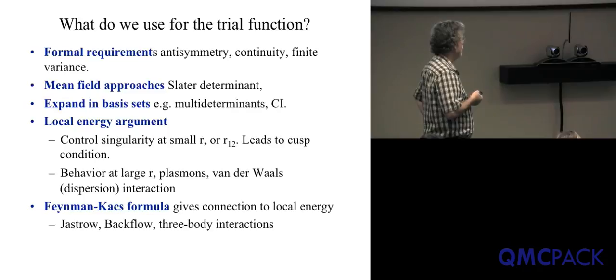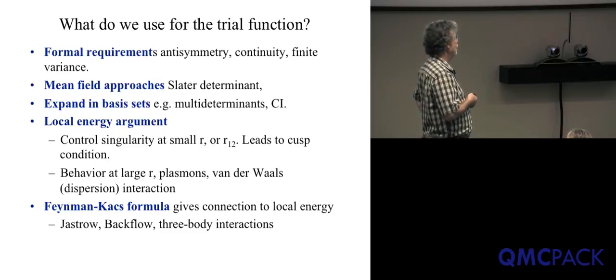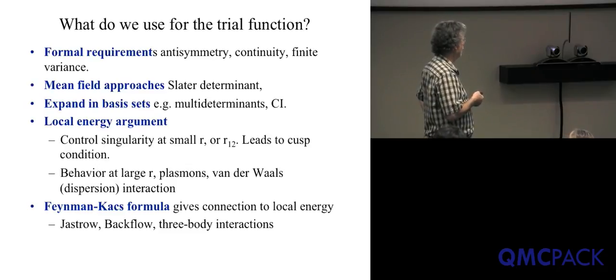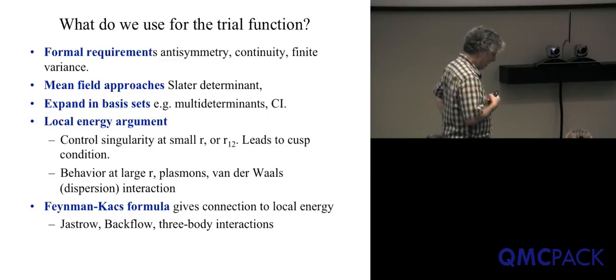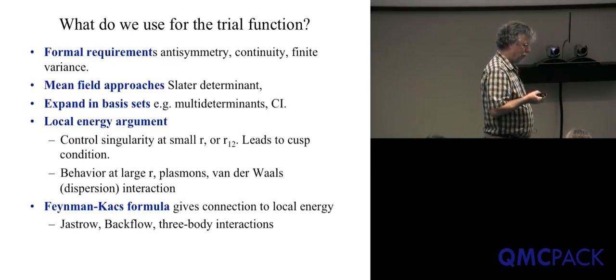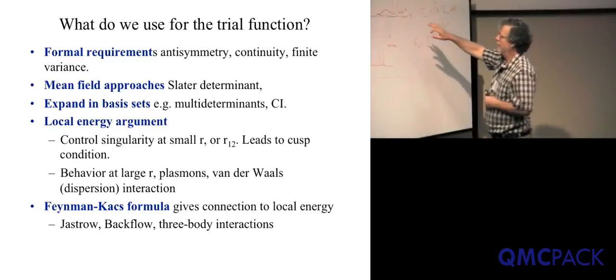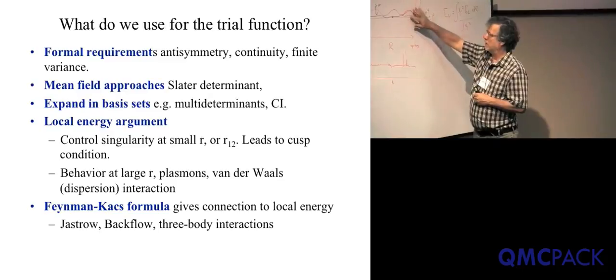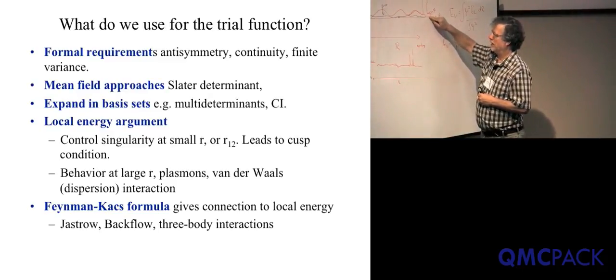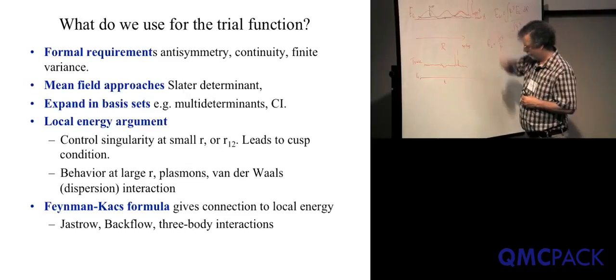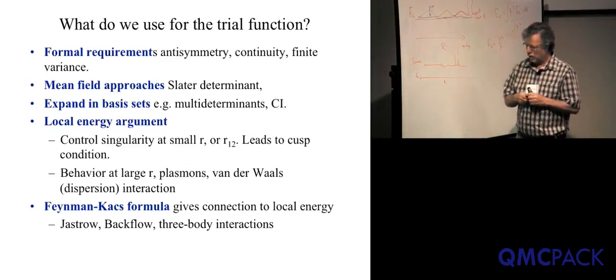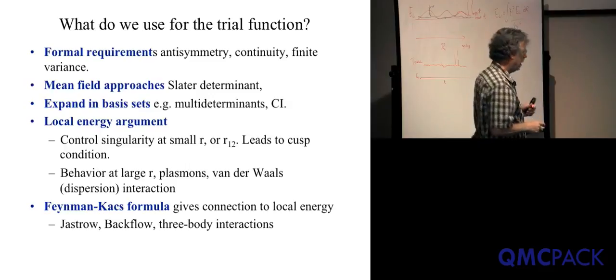Now, there are people that expand in a basis set like multi-determinants, but again, there's no point in doing quantum Monte Carlo if you expand in determinants, and that's a very slow expansion. The way I think about how you improve the wave function is based on a local energy argument. This is the local energy I explained before: the exact wave function would have a constant local energy. Now, what does the local energy look like for a constant wave function?